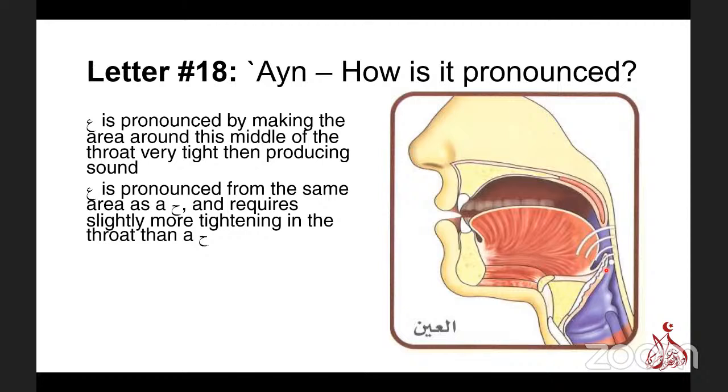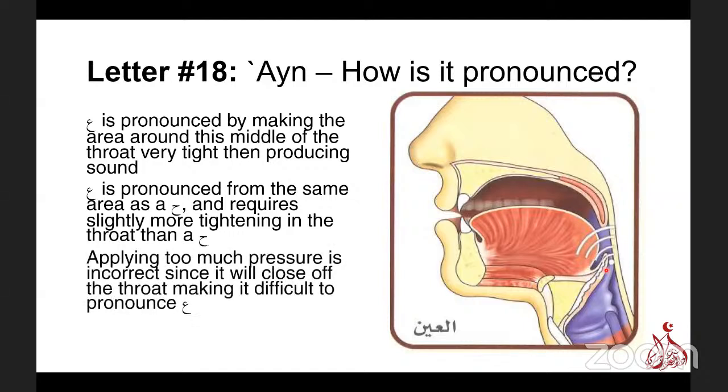So Ain is produced from the exact same area as the Ha. It's not exactly the same, slightly different, but generally speaking, it's the same area as Ha. So when you say Ha, that area that you're feeling is the same area as Ain. But with the letter Ain, it's more tight. With Ha, there's more room for air to come out. So if you have a word like yah, and you make that area more tight, that would be the area for Ain. That is where the Ain comes from.